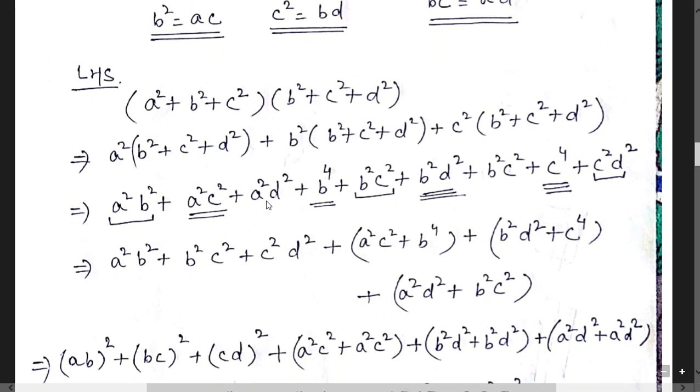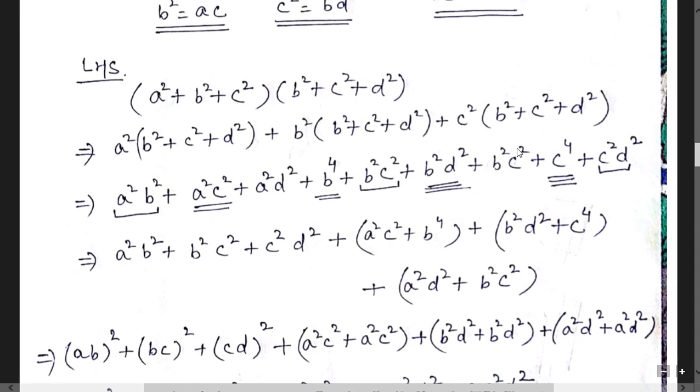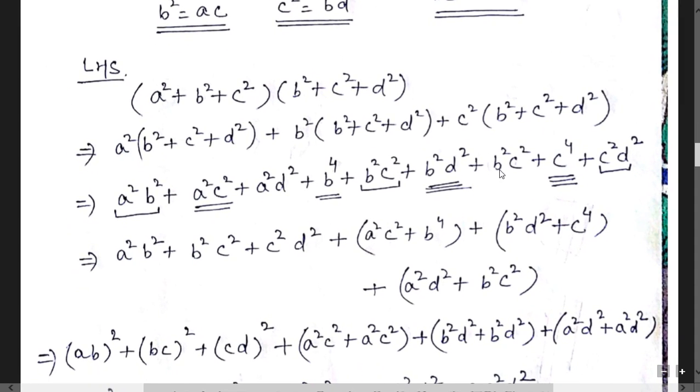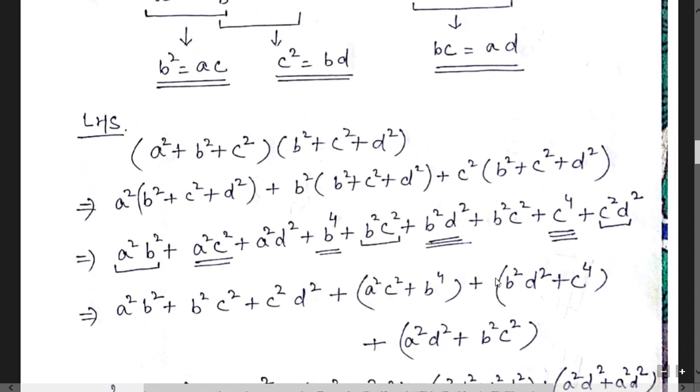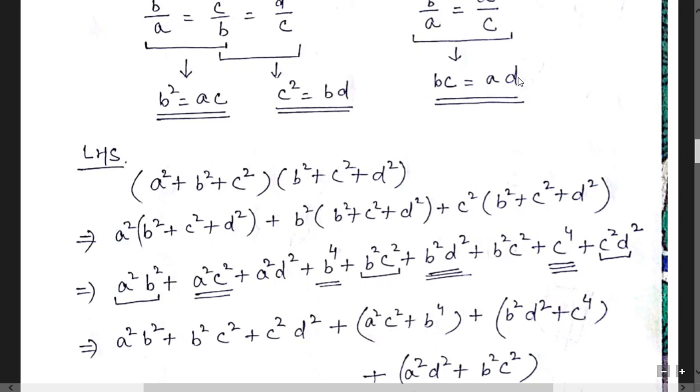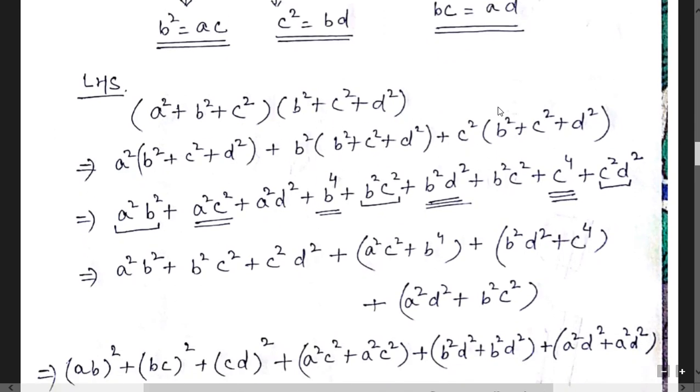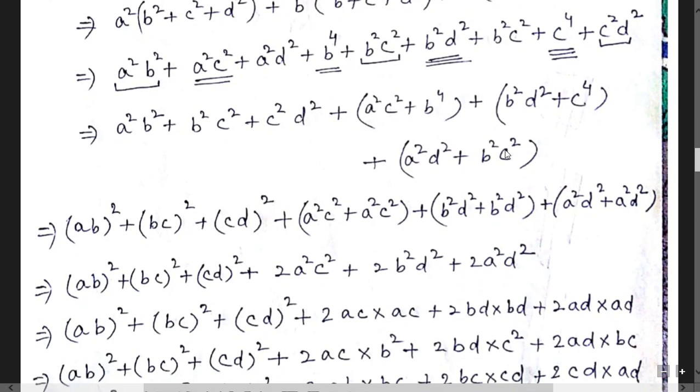And what about rest? A square d square and b square c square. These two terms, without indication or without underlined bracket, basically these two terms are also same. Let us check. BC is equal to AD. It means these two terms are also same.